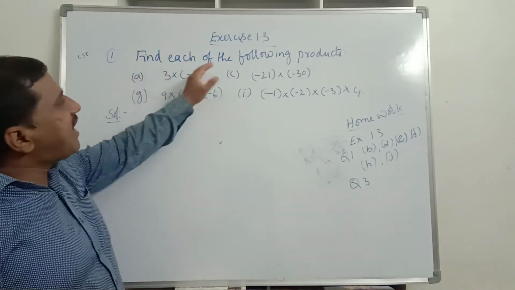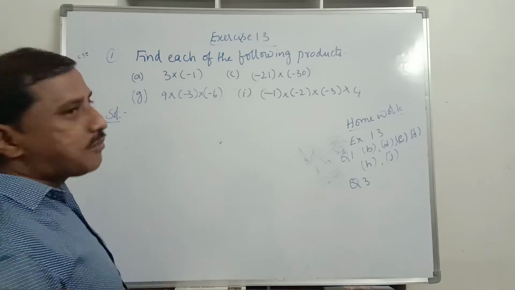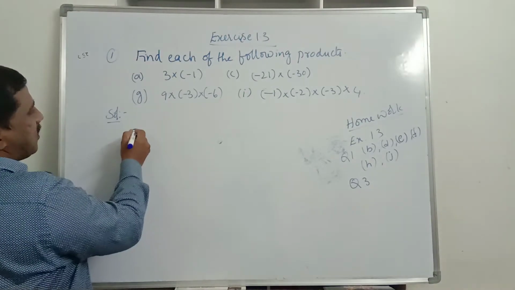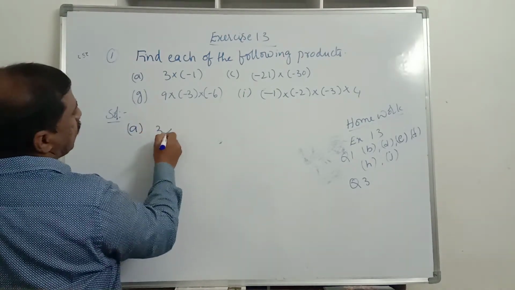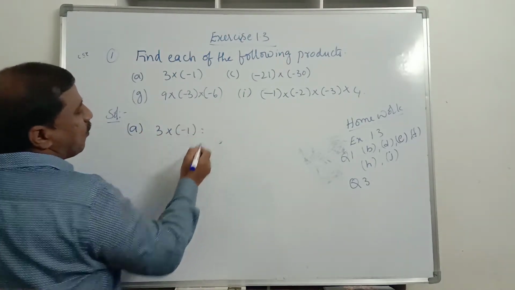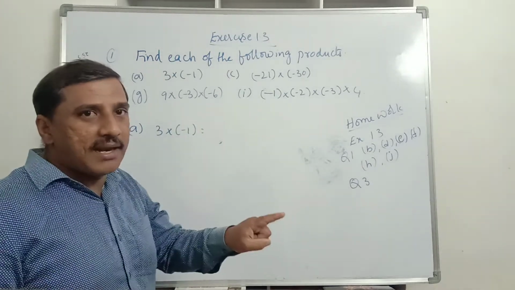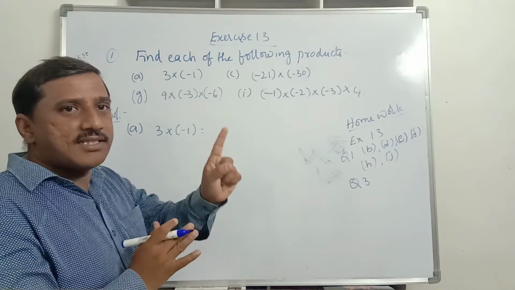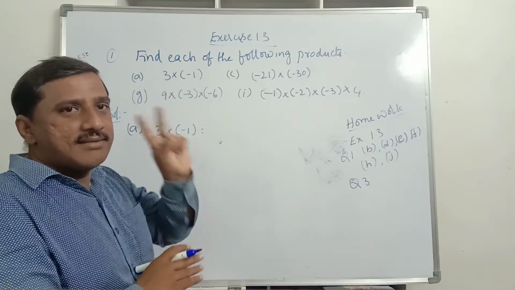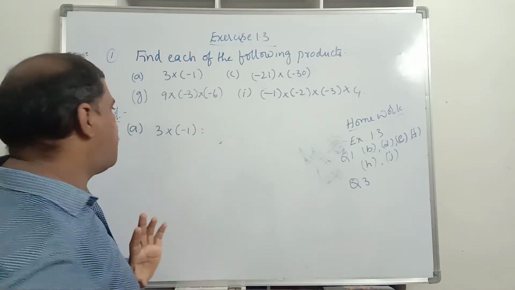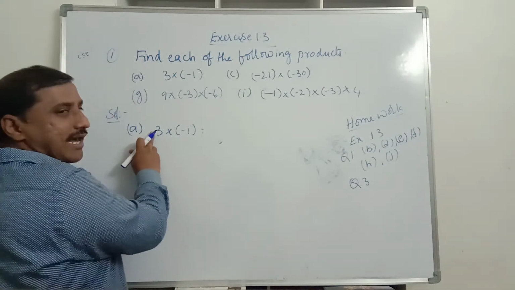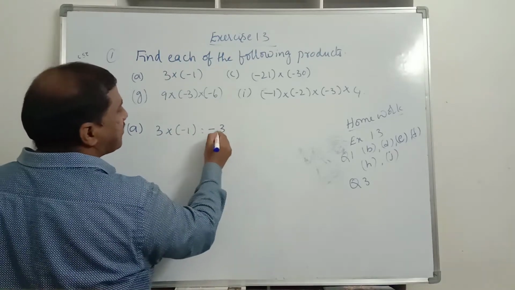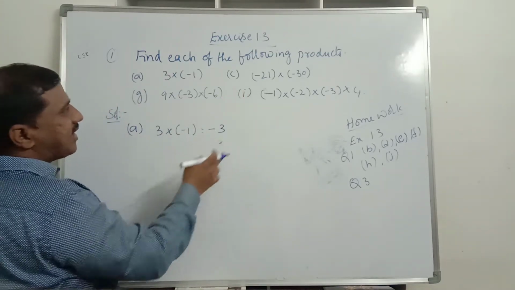First bit, find each of the following products. Products means multiplication, the result which we get after multiplication. So the first bit it is 3 into minus 1. What is the concept? First we should multiply the arithmetic signs, then multiply the numbers. First step, multiply the arithmetic signs. Second step, multiply the numbers. So what is the sign here? There is no sign here, it is plus. Plus into minus, minus. 3 into 1 it is 3. Therefore the product is minus 3.